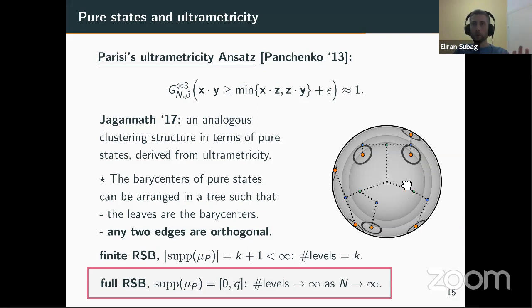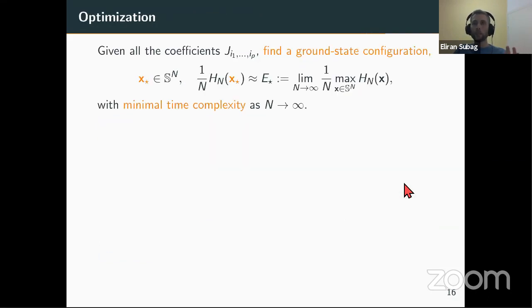So let me be more precise. Here's a problem I'm interested in. You're given the Hamiltonian, and what you want to do is find a ground state configuration, a point on the sphere where the energy is roughly maximal. Precisely, what you get as an input are the coefficients that define the Hamiltonian, the J_i's. And you want to design an algorithm that produces such a point with minimal time complexity.